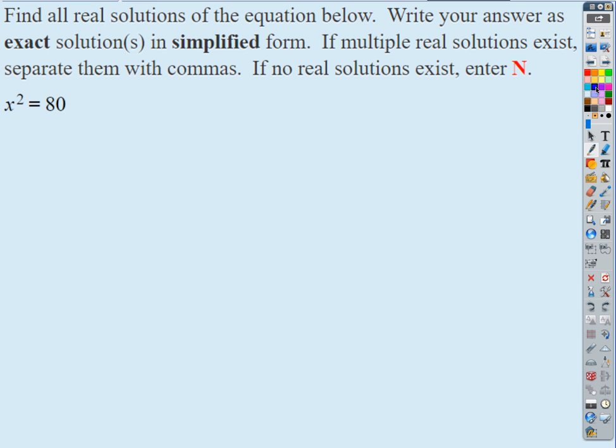Okay, here we go. So what do we do? Very simple. What's the only step we've got to do here? Square root. So we get x equals square root of 80. But don't we have to simplify it first? Okay, you're right.